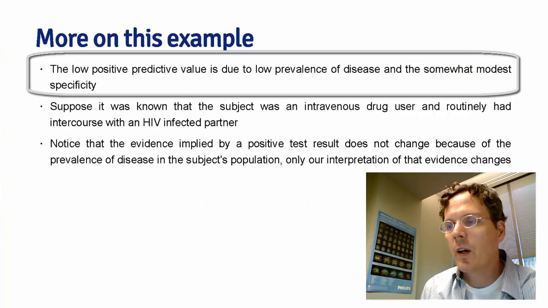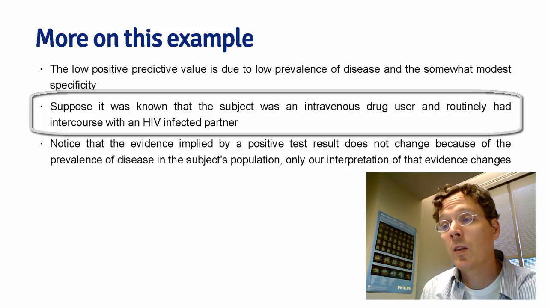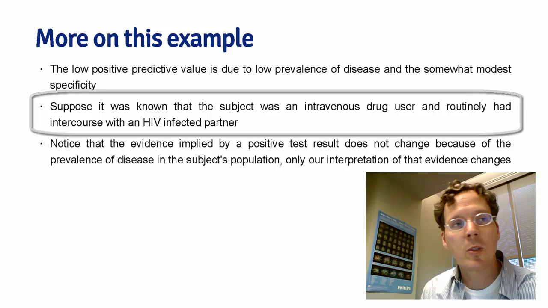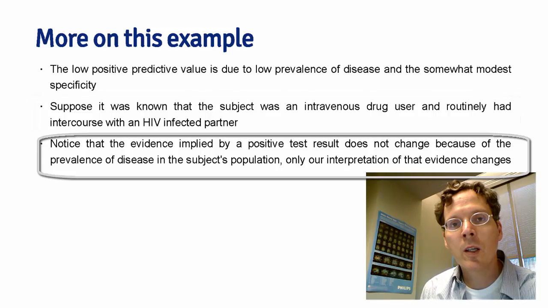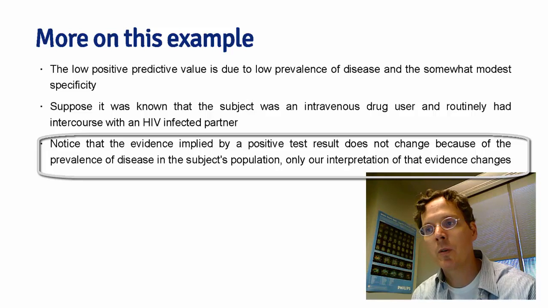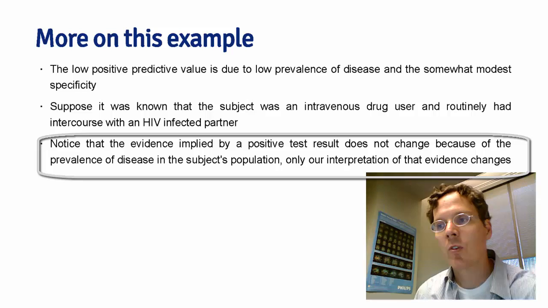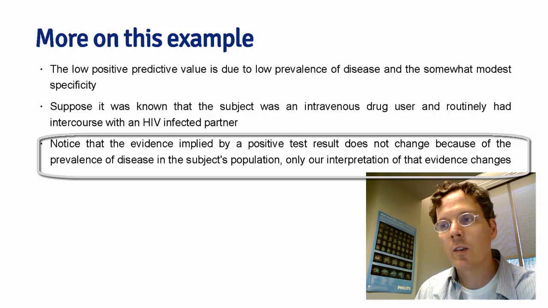The low positive predictive value in this case is largely due to the low prevalence of the disease. However, imagine in the process of counseling this person about their positive test result, the counselor learned that the subject was an intravenous drug user that routinely had intercourse with an HIV-infected partner. They would assume then that the relevant prevalence for this person was much higher, and thus the positive predictive value was much higher. I want to now distinguish between the component that is dependent on this prevalence and the component that is what I would describe as the objective evidence of the positive test result. And that's what the diagnostic likelihood ratios are, and that's what we'll cover next.